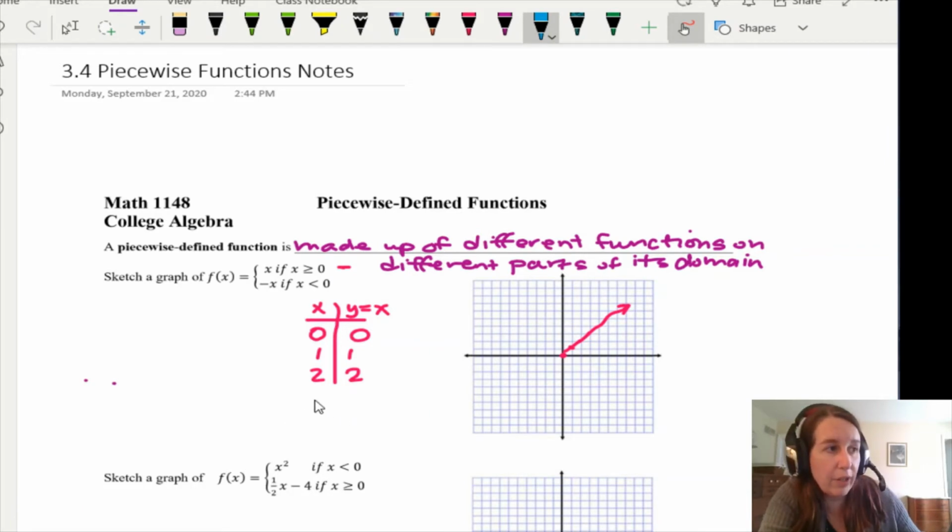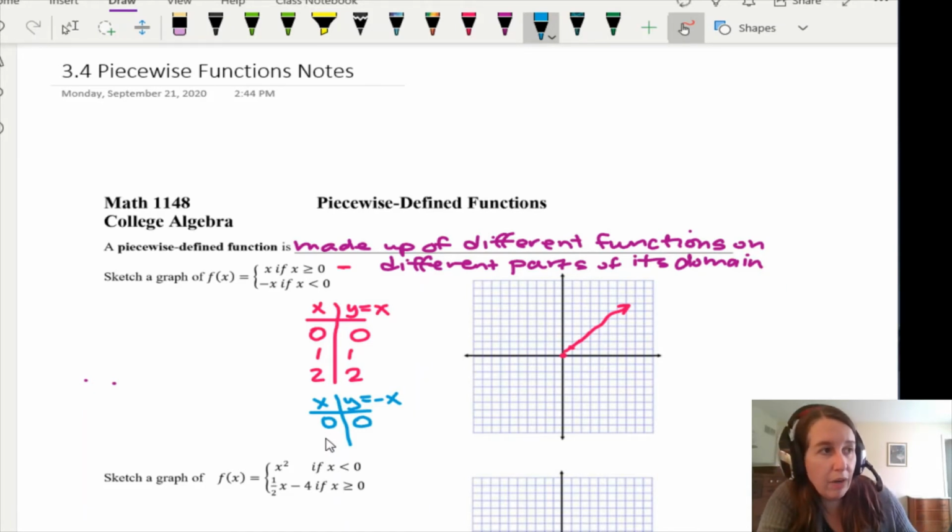For the second piece of the graph, it says negative x if x is less than 0. For that part, if we're going to make a table, it's going to be x here, and then the y value will be negative x, or the opposite of x. It says if x is less than 0. We still do include that endpoint 0, which of course would be 0, 0. If we graphed it that way, it would be an open circle there.